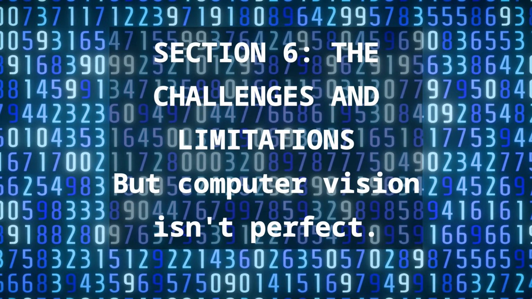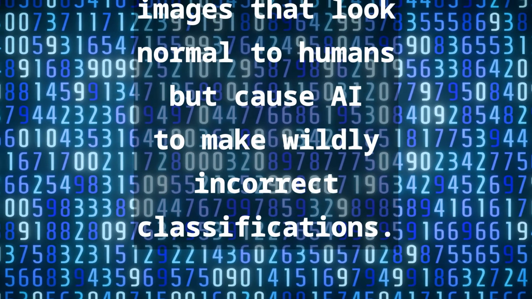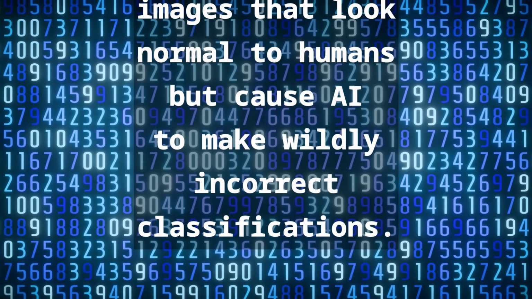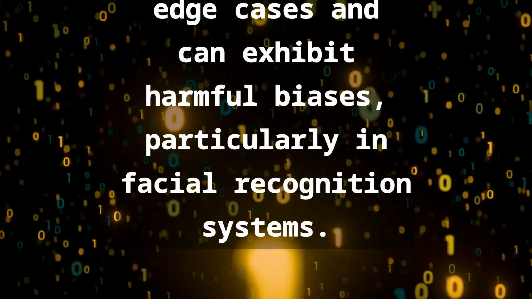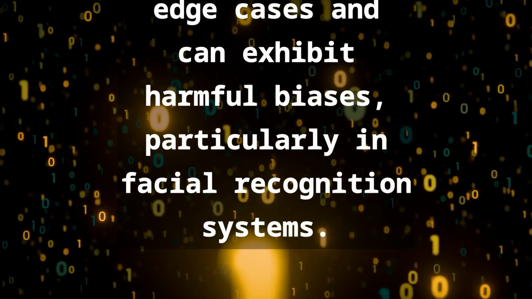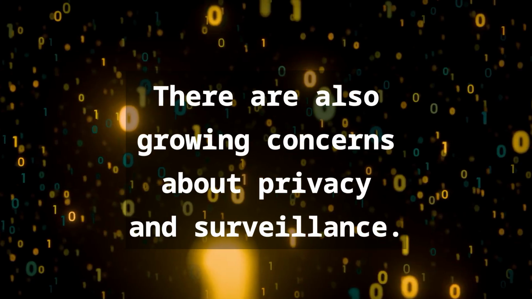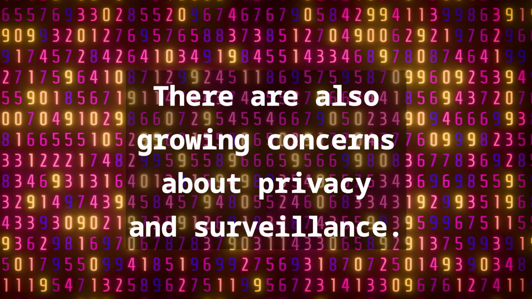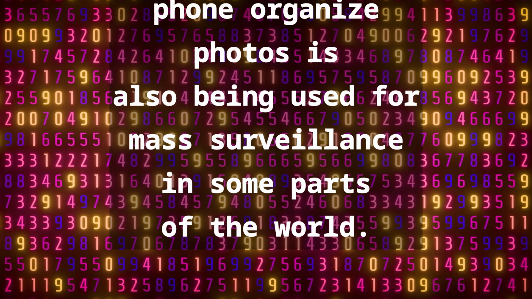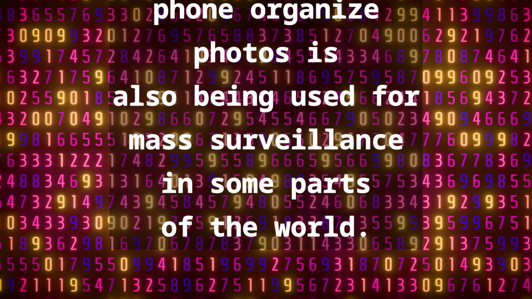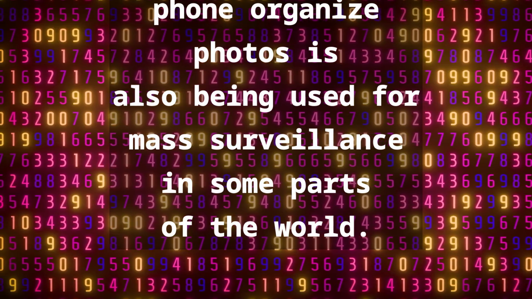Section 6. The challenges and limitations. But computer vision isn't perfect. These systems can be fooled by adversarial examples. Images that look normal to humans but cause AI to make wildly incorrect classifications. They struggle with edge cases and can exhibit harmful biases, particularly in facial recognition systems.